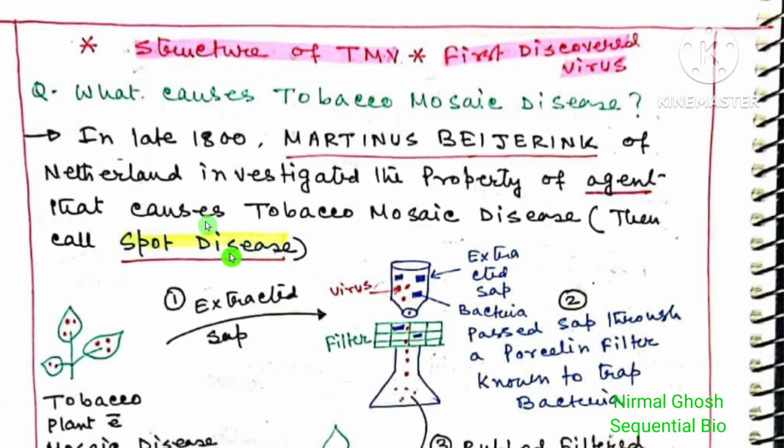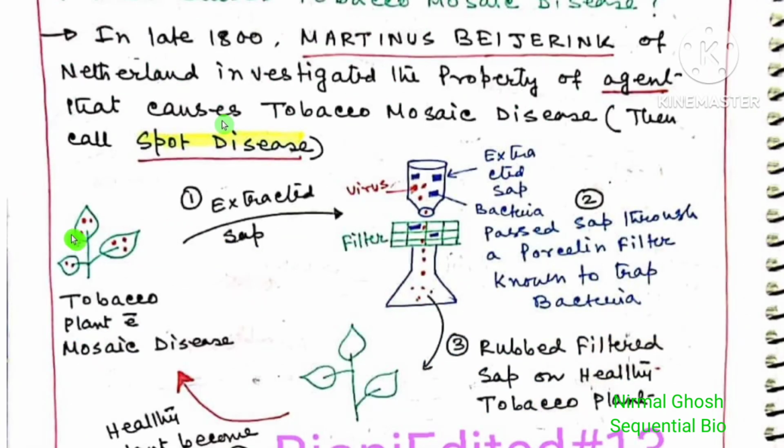Then what is tobacco mosaic disease? Actually, when tobacco mosaic virus attacks any tobacco plant, different spots can be seen on the leaf. The leaf is usually a very deep green color, but different spots, yellow spots or light green spots, appear on the leaf. So this was formerly called spot disease, and later it was known as tobacco mosaic disease.